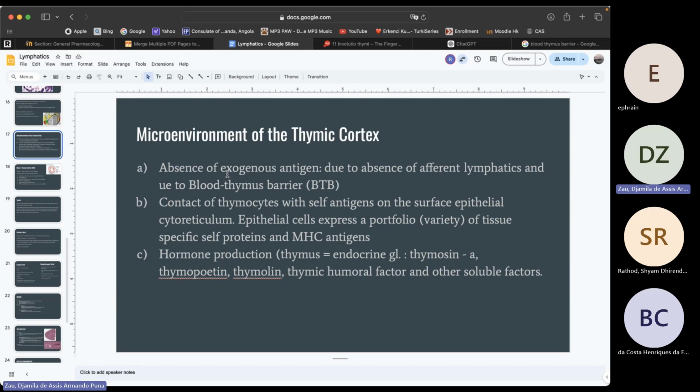So there's absence of afferent lymphatics, and there is the blood thymus barrier, which I will talk about in a second. So the thymocytes, they have contact with our self-antigens, right? They need to have contact with our self-antigens because we need to see if they're going to become reactive or not. Because if they're reactive, we need to destroy them. So they come in contact with our self-antigens on the surface epithelial cytoreticulum. And in the microenvironment of the thymic cortex, you also have some hormone production. However, I wouldn't say this is as important.